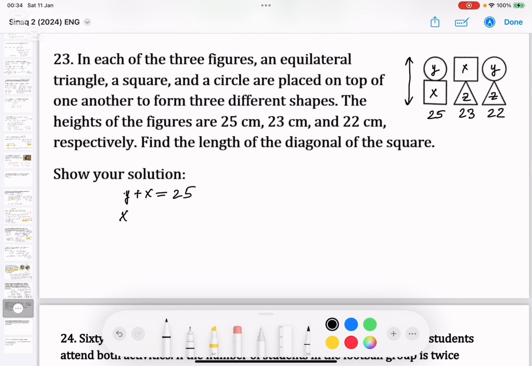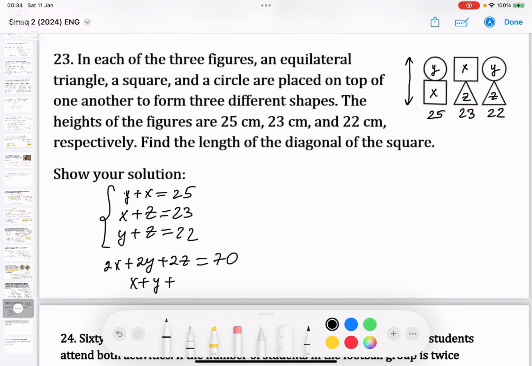We have x plus z that is equal to 23, and we have y plus z that is equal to 22. If we add the left hand side and right hand side of these three equations, we're going to have 2x plus 2y plus 2z on the left hand side, and on the right hand side we're going to have 70. So x plus y plus z is equal to 35.